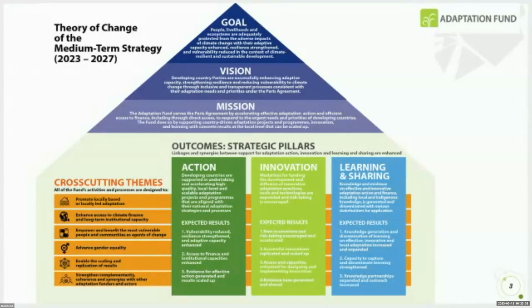I want to point out a few of these cross-cutting themes. For instance, promoting locally based or locally led adaptation. This is a main priority of the fund. I will show you that we are pioneering a model of funding that is direct funding, and we are trying to avoid intermediation as much as possible.